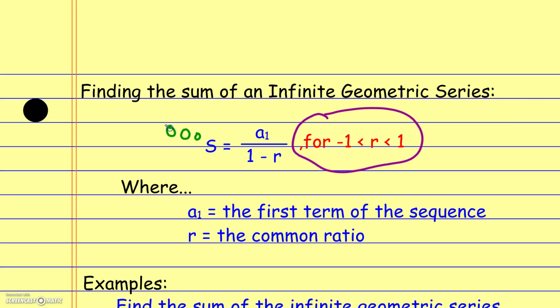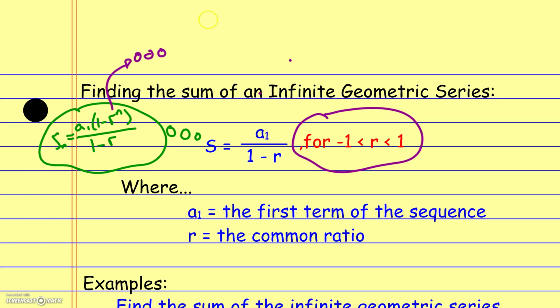This actually comes from our geometric series formula, which was this one: S sub n equals A sub 1 times 1 minus R raised to the n, all over 1 minus R. And what happens here, if we think about this R value. Since the R value is a fraction, think about what happens to fractions.